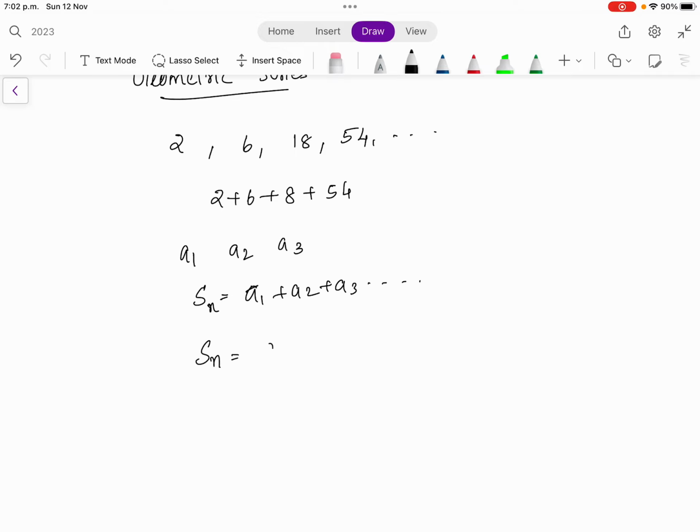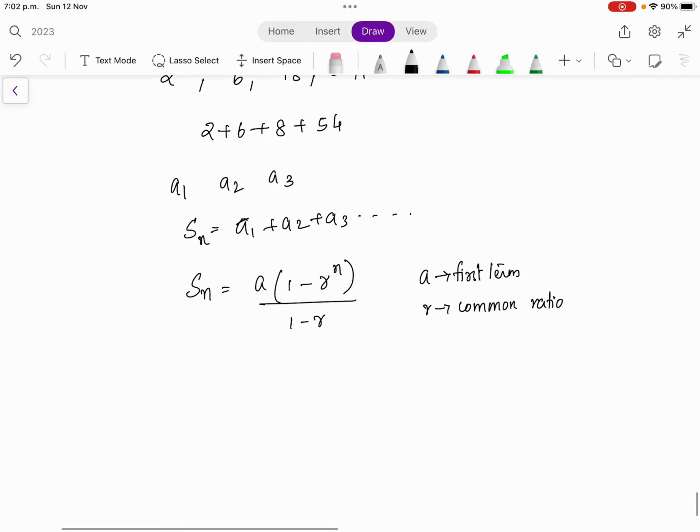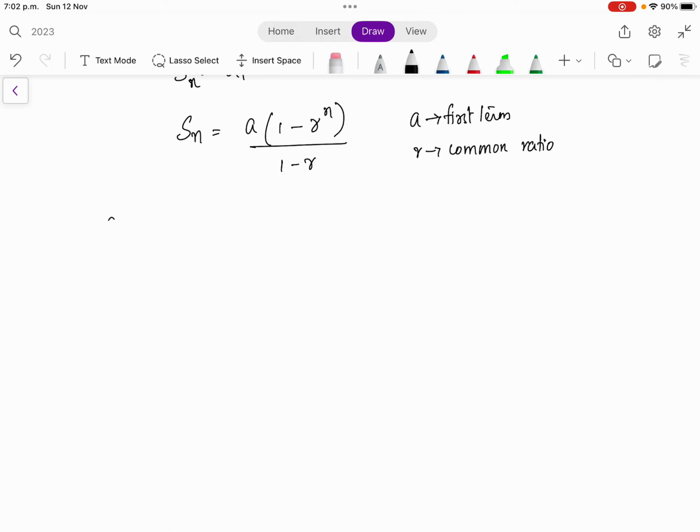Sn is equal to a into 1 minus r to the power of n divided by 1 minus r, where a is the first term and r is the common ratio. This is also there in the formula book, so we need not memorize this. You can look at the formula book and find the value.